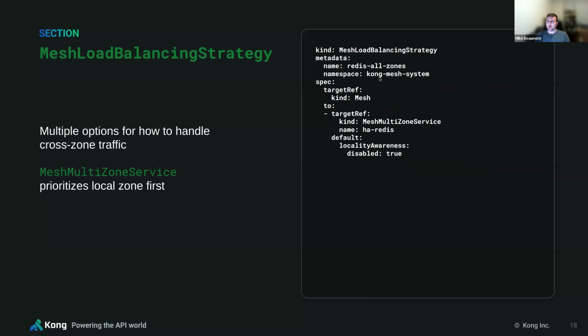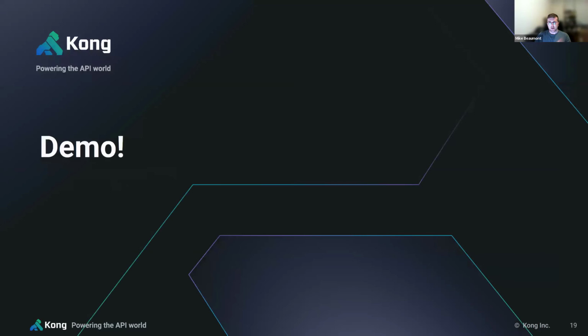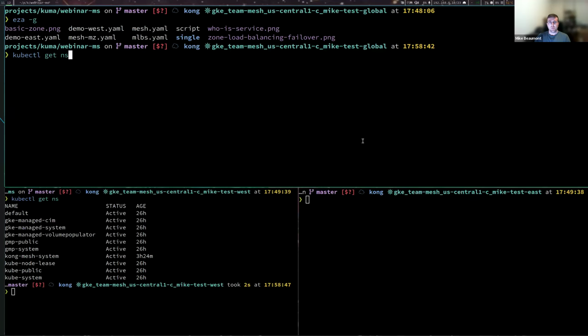We can control this behavior and many other things about load balancing with the mesh load balancing strategy. So in this case, for example, we can disable locality awareness, which just means this idea of trying to keep traffic in your own zone. So that's the building blocks now of the new service strategy. Let's go into a demo.